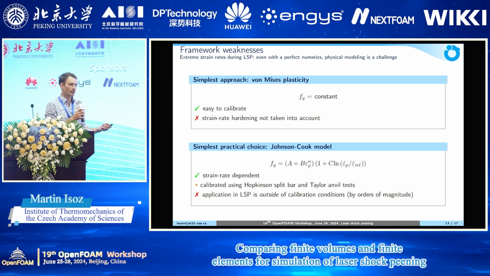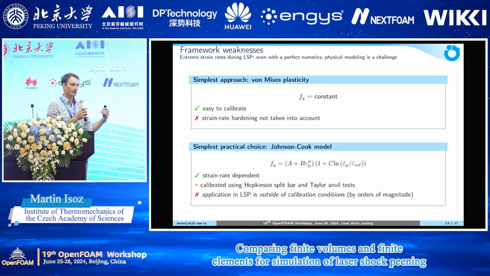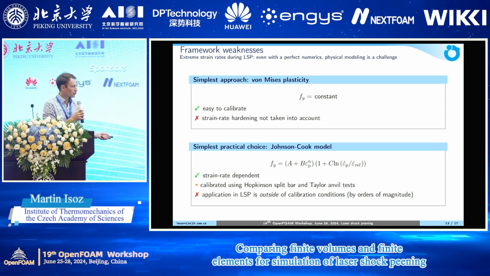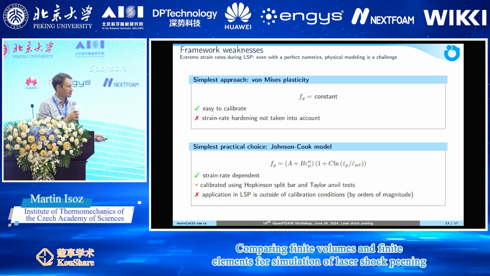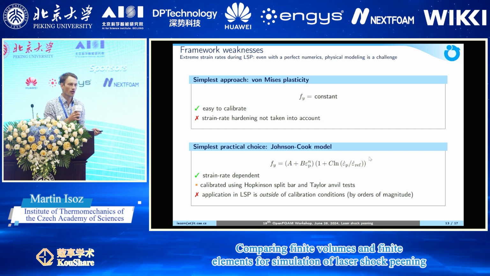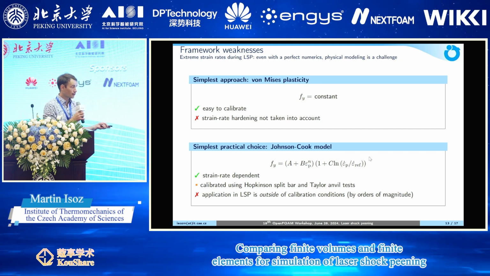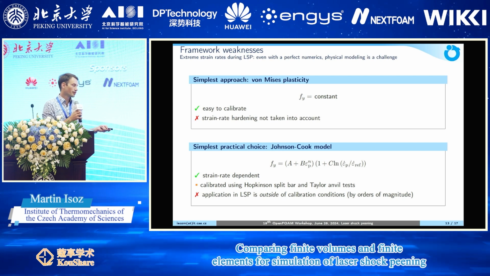In laser shock peening, the strain rates are 10 to the power of 7 or 8 reciprocal seconds. So we have standard calibration procedures, but LSP is outside. So we need to extrapolate by orders of magnitude, which is problematic, and we are currently working on how to calibrate this properly for laser shock peening.